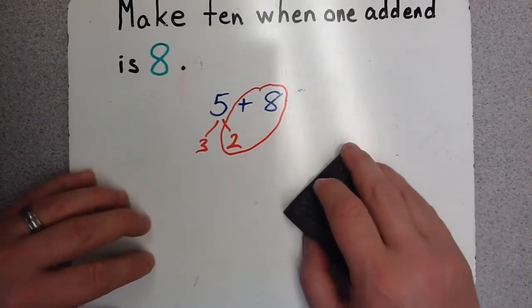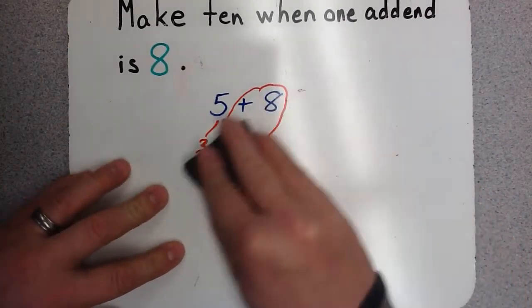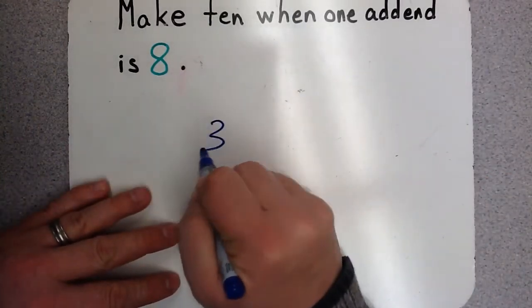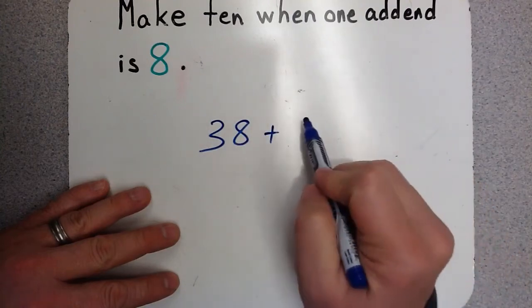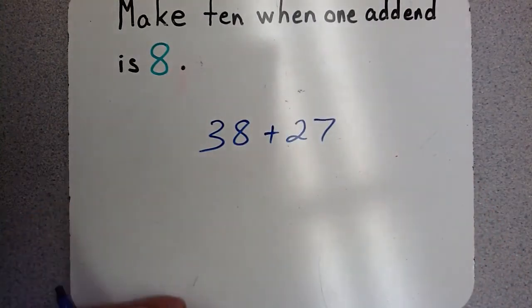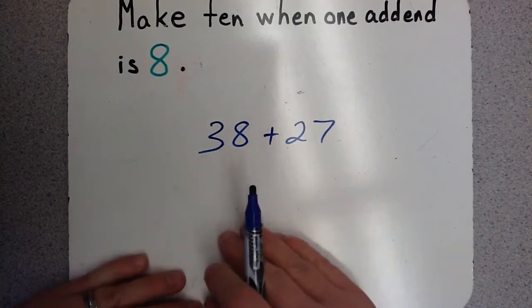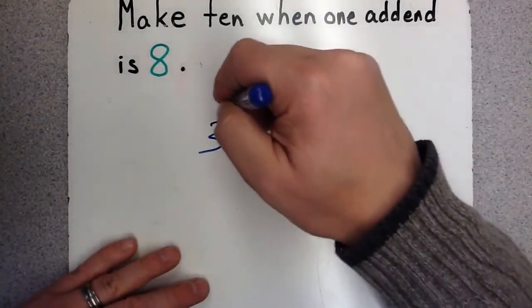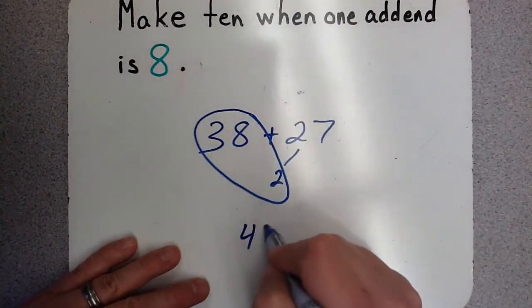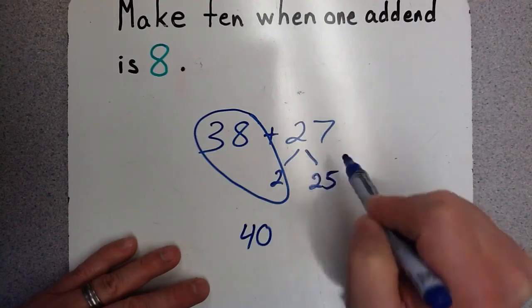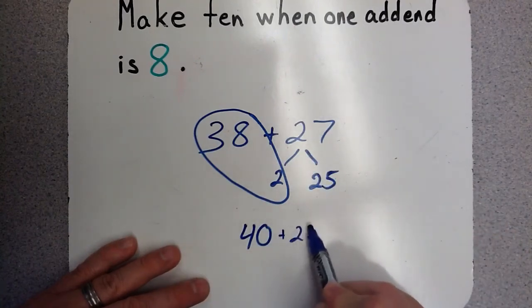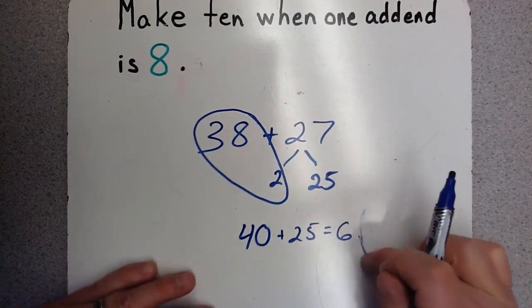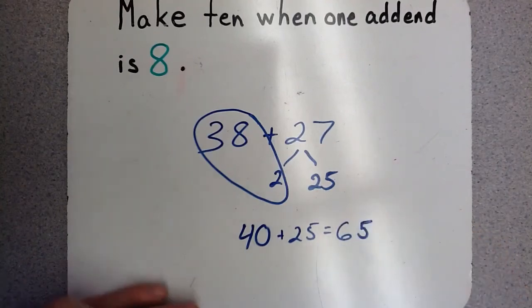However, this strategy is a similar strategy of compensation that they'll use a lot in higher grades, and it's a mental math strategy. So for example, 38 plus 27. A strategy for solving this mentally is break 2 to make the next 10, so that would be 40, and I would have 25 remaining, and 40 and 25 is 65.